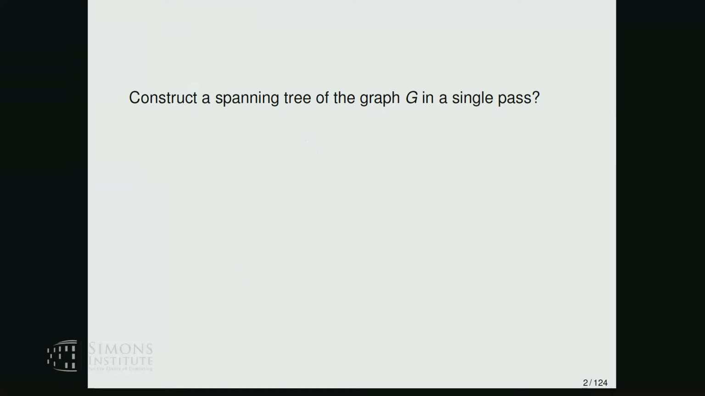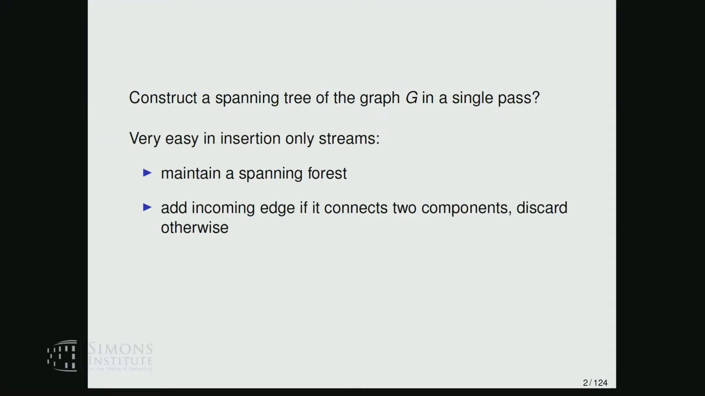Here's a very simple problem, the most basic problem that I want to consider in this setting, which is to construct a spanning tree of the graph, assuming it's connected, in a single pass. It is extremely easy in insertion-only streams. We're just looking for spanning trees. Edges keep coming, and we store a forest at every point in time. If the new edge coming in closes a cycle, we throw it away. If it doesn't, we add it to our forest. That's n log n space and solves the problem.